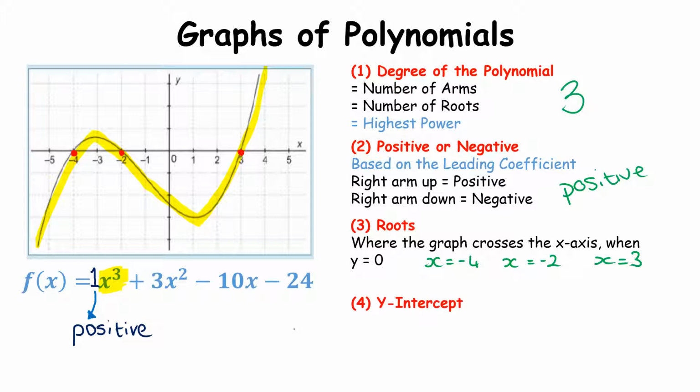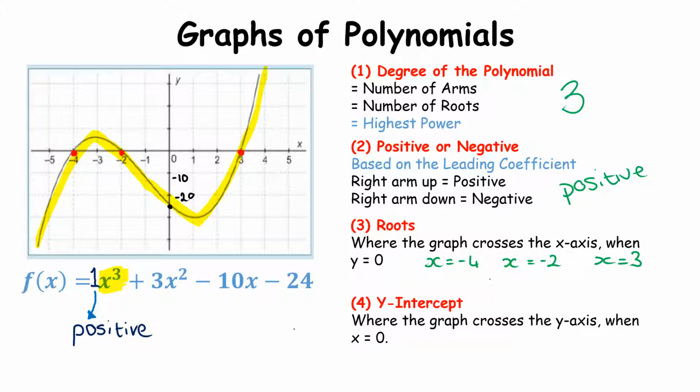So the last thing that we care about when we're talking about graphs of polynomials is the y-intercept. Now, it is not marked here. However, I will tell you on this graph that this is minus 10, this is minus 20. So roughly speaking, that looks about like minus 24.